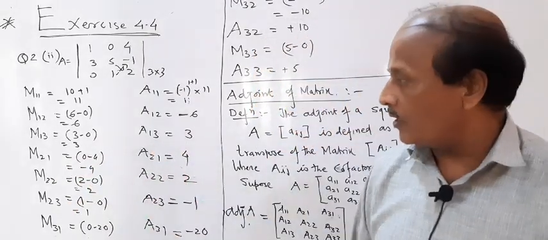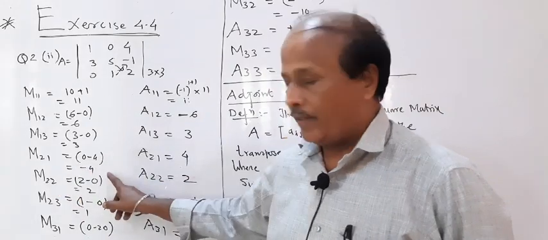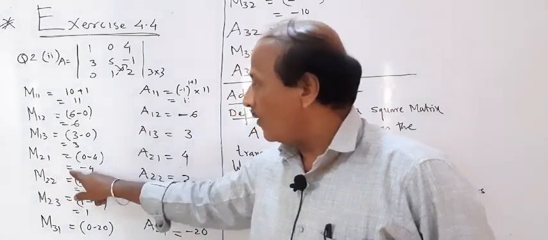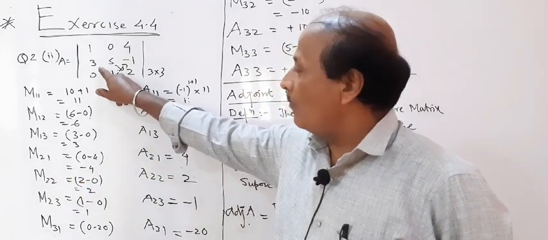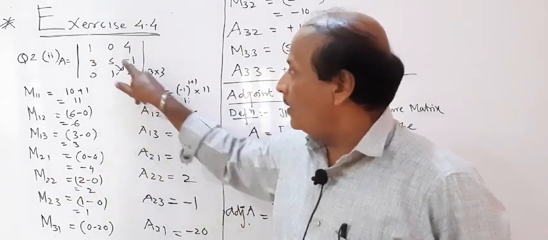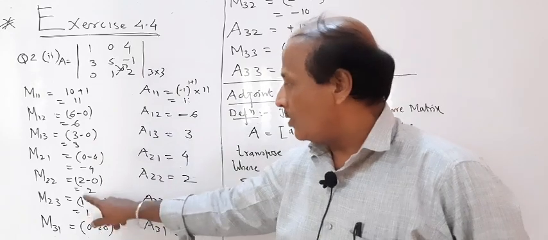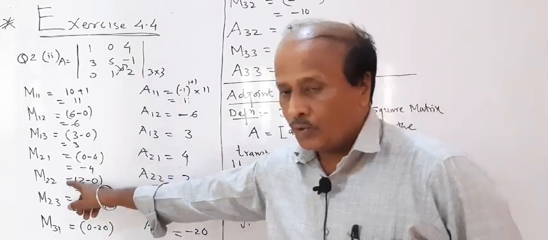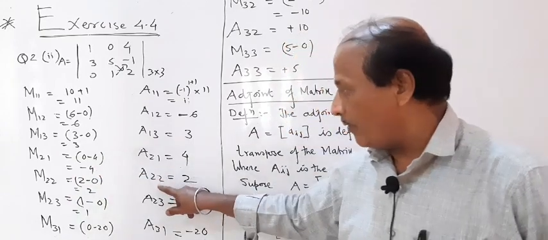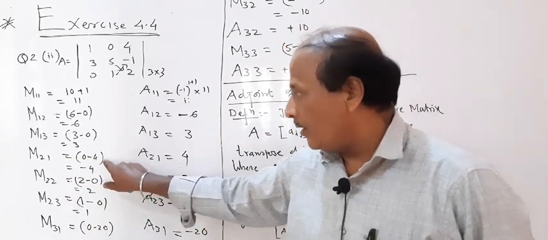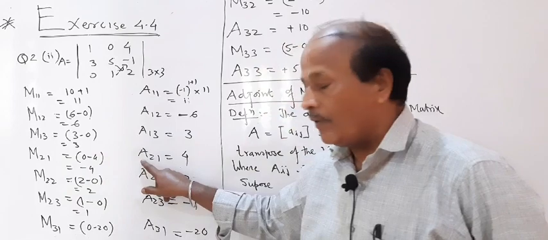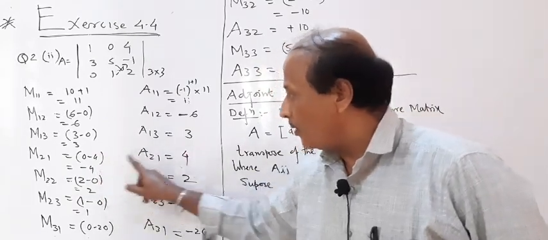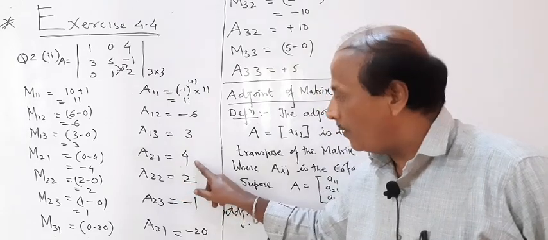Let me take one more example. M21 means element second row and first column, second row first column. So it will be 1 into 2 and 4 into 0. So 2 minus 0 will be 2. Now here M22 means power will be even, and here M21 means power will be odd. So see the difference in the sign. Here if it is minus 4, so minus of minus 4, it will be plus 4.